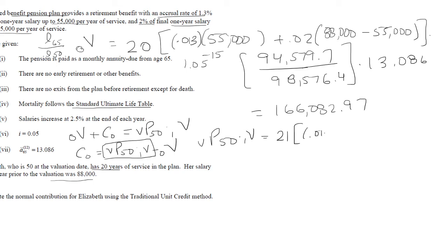And we're still taking 1.3% of 55,000. But now we want to take the final year of service excess above 55,000. Well, according to 5, there's a salary increase of 2.5%. So if the last year was 88,000, the year after will be 88,000 times 1.025. Then we want to find the excess over 55,000, so we're going to subtract that.